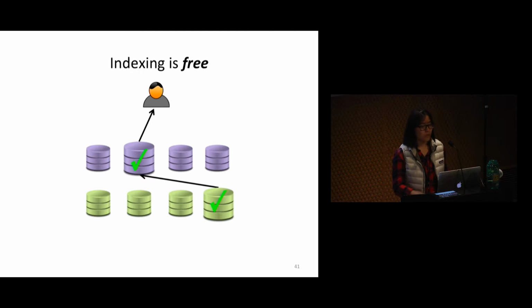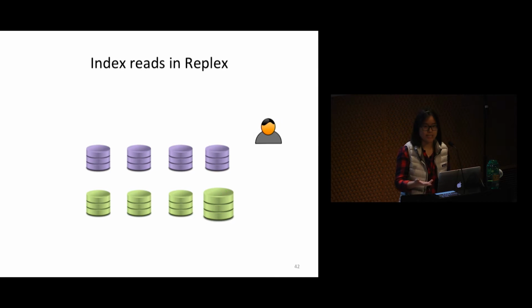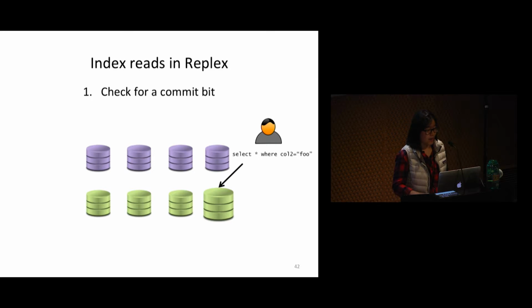Okay, so for completeness, let's talk about reads. Reads are pretty straightforward. You really just go to the replex that you want, and the idea is that you've already created a replex for the queries that you're going to see. You check for a commit bit, and obviously, it has to be there and it has to be a successful commit in order for you to return the row.